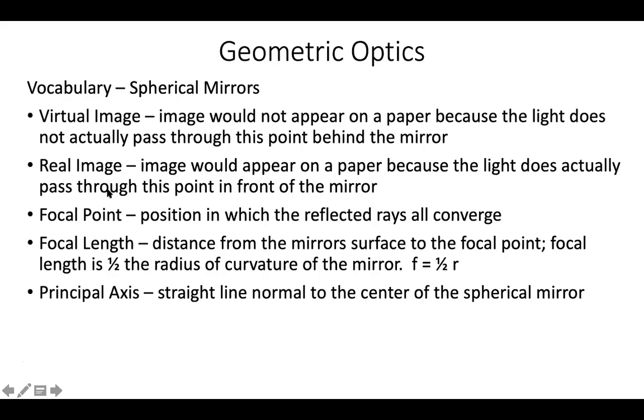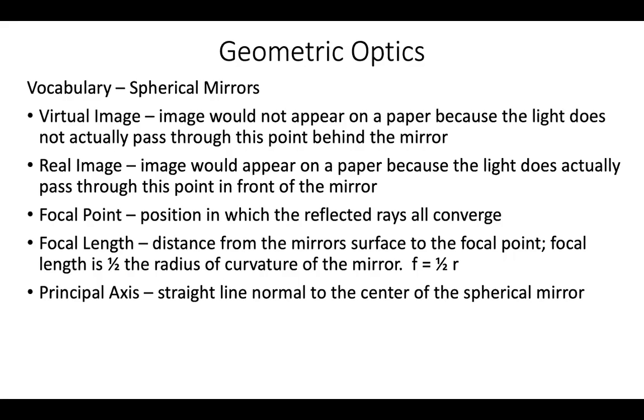All right, a couple of vocab words to make sure that we understand, about images. There are two different kinds of images: a virtual image and a real image. A virtual image is where the image does not appear on paper because light does not actually pass through this point. So virtual images are images behind the mirror surface, because the light's not actually behind the mirror. The light's actually in front of the mirror.